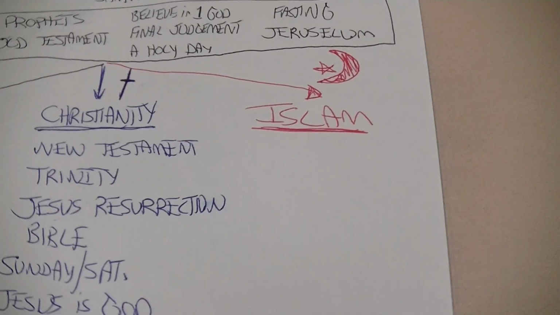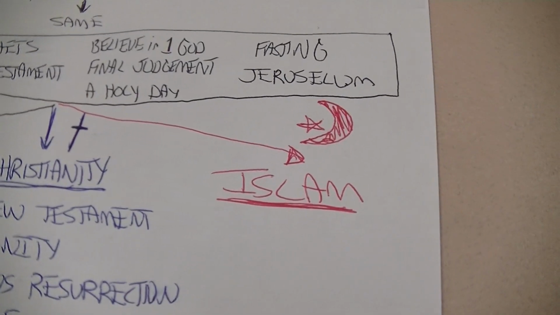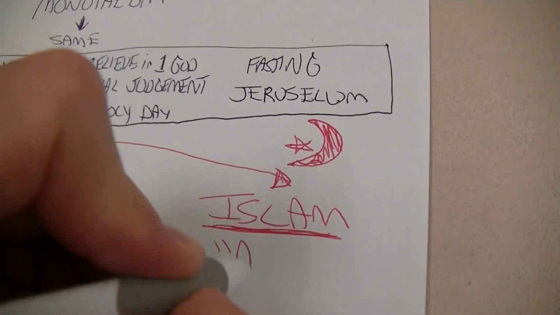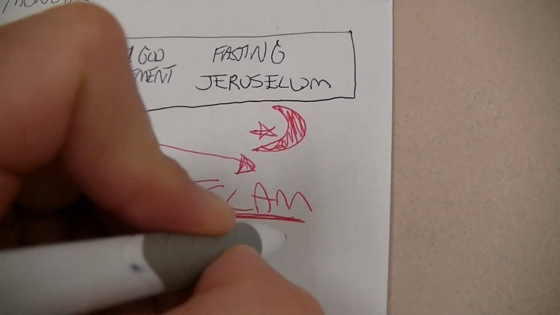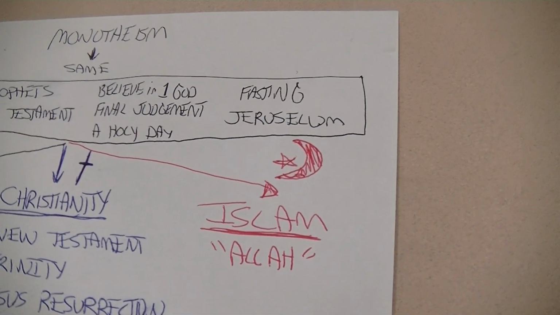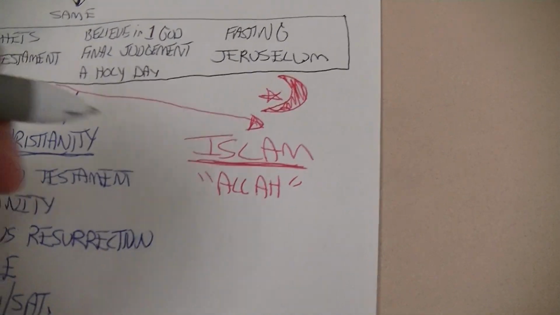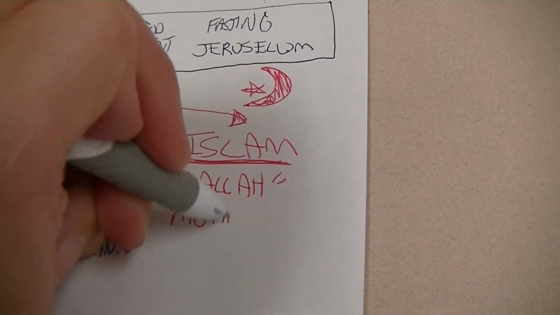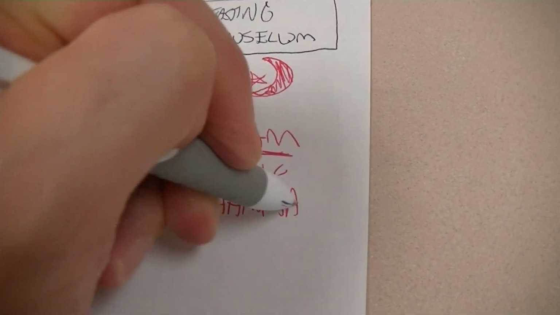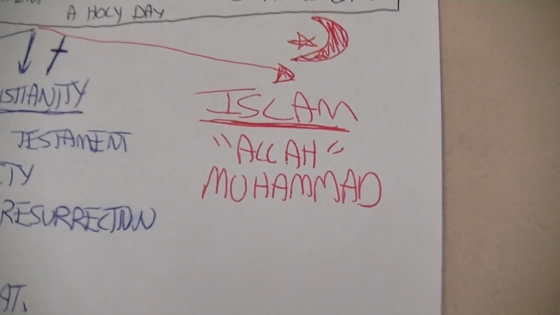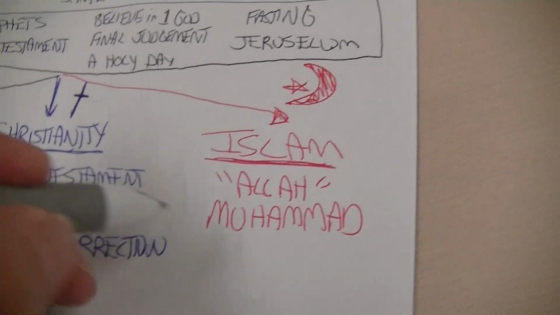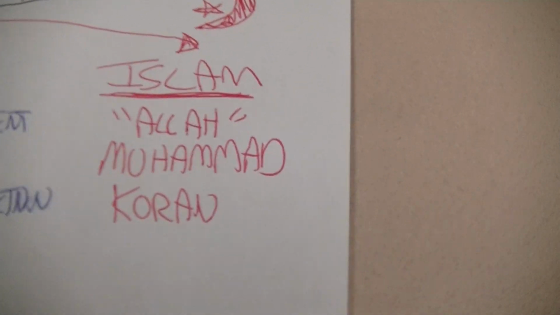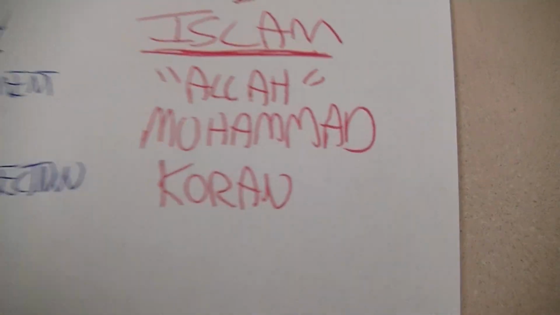All right. They believe, all right, their God is named Allah. Okay. The main guy, his name is, all right, Muhammad. He's their last prophet, they say. They use a book called the Quran. You can also start that with a Q. You'll see that with a Q sometime.